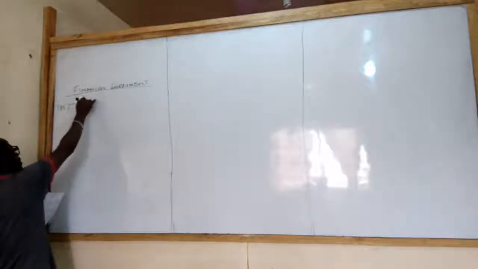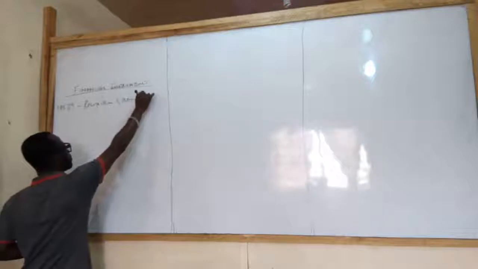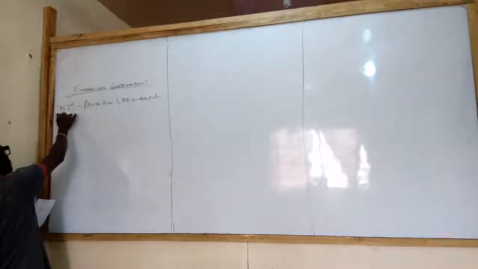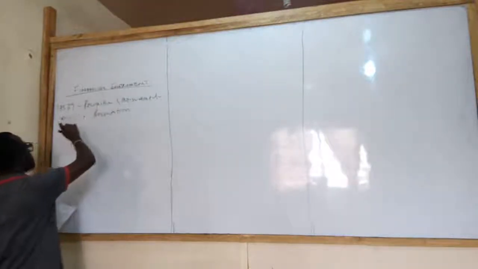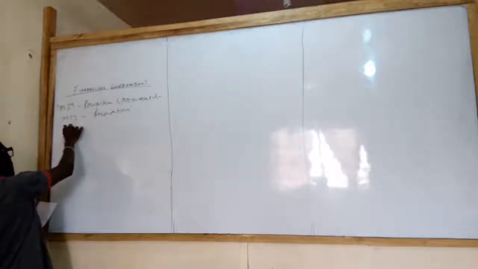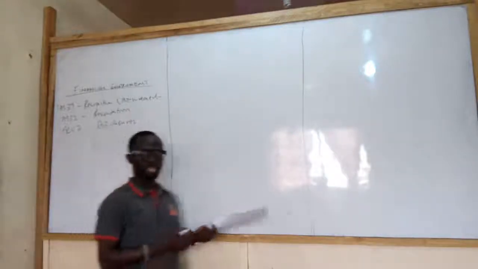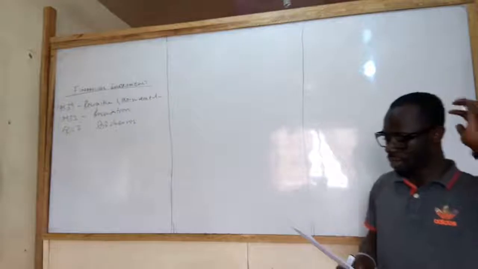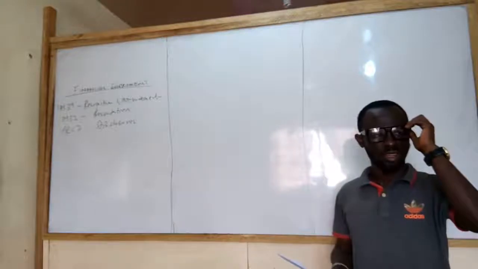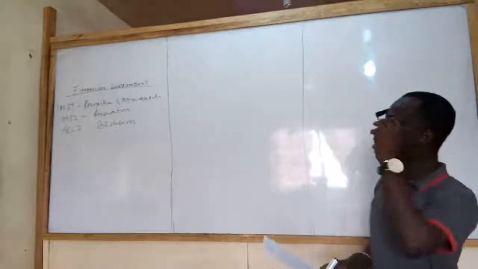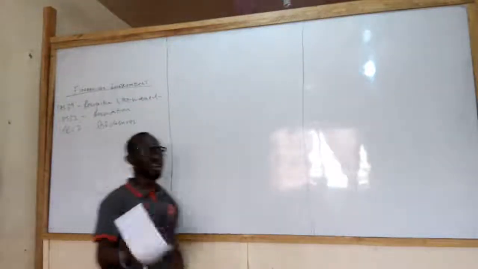So IAS 39 looks at recognition and measurement. IAS 32 looks at presentation. Then IFRS 7 looks at the disclosure requirements. So these are the three accounting standards relating to financial instruments. IFRS 9 is not examinable. What is IFRS 9? I think they said that it supersedes 39 and 32, replacing the two to merge all of these things.